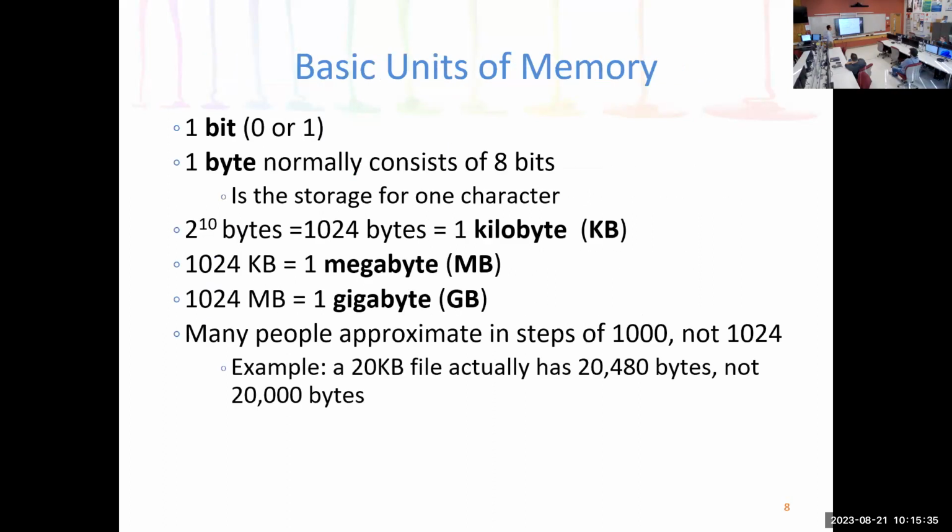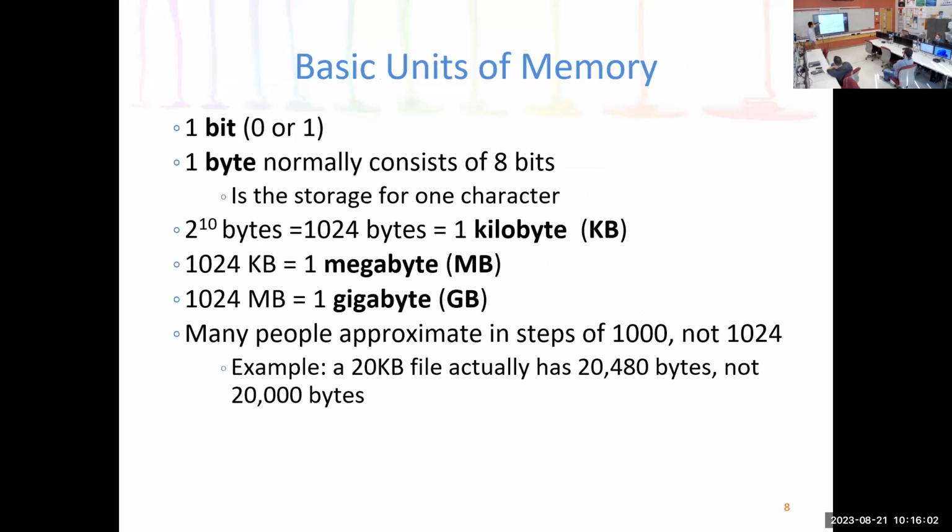Okay, so now the basic units of memory. The basic one is a bit. A bit means 0 or 1, because everything in the computer is processed with the binary system. Later in this class, we will learn about the binary system. Binary has just two values, 0 and 1. You can think of a switch: when you switch it off, you have 0, and when you switch it on, you have 1.